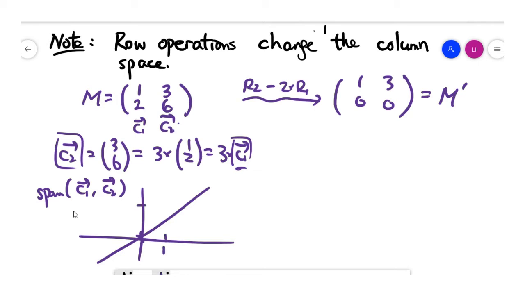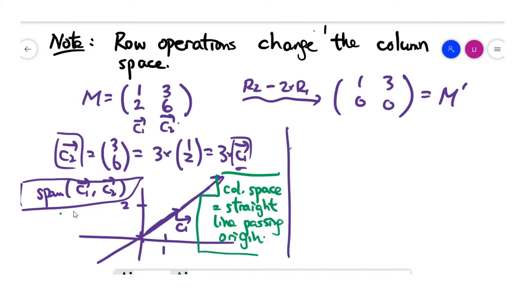For example, column vector 1 has x-coordinate 1 and y-coordinate 2. So you're having a column 1 like this, and column 2 of course is much longer. Its length is 3 times the length of column 1. Anyway, that's the span of the two columns here, and that's basically the column space of the matrix M. So it's a one-dimensional subspace in R2, right?